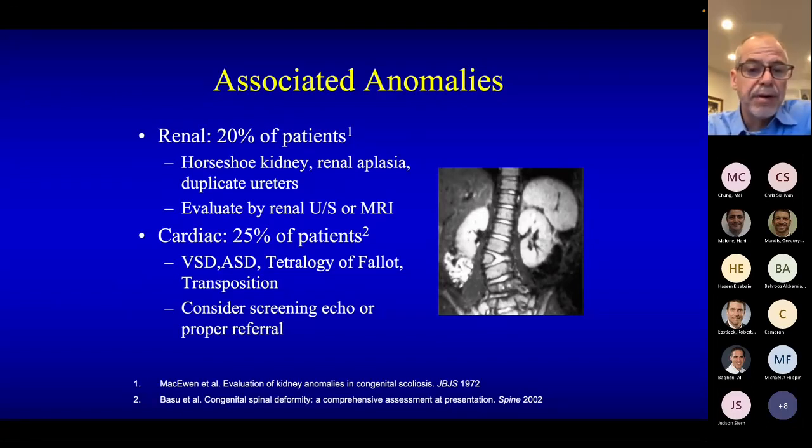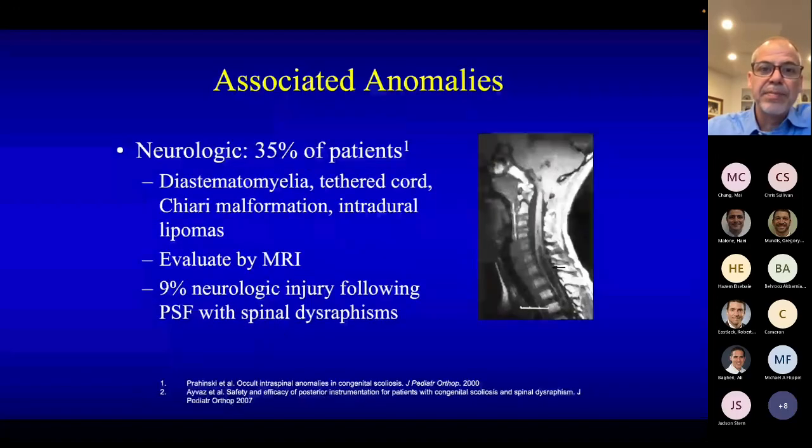So typically for renal, I'll get a renal ultrasound, or it can be evaluated on the MRI. For cardiac patients, I don't typically order echoes, but I usually will just make sure that the pediatrician knows that there's some concern about this, and we'll let them determine whether they need any further cardiac evaluation.